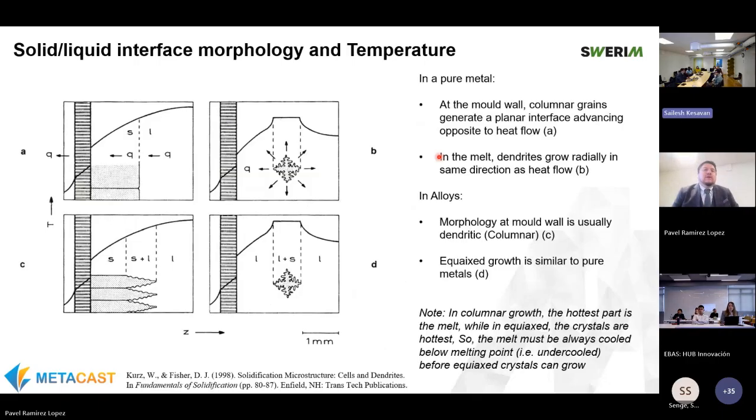So if we go to the solid-liquid interface morphology and temperature, we see that in a pure metal at the mold wall, like we saw in the ingot example, columnar grains generate a planar interface, which advances opposite to the heat flow. Whereas in the case of the open melt, let's say, the dendrites grow radially in the same direction as the heat flow. So we have this case, for example. And in the case of alloys, again, the morphology at the mold wall is usually dendritic. So we start with columnar growth, and the equiaxed growth is similar. Here a note: in columnar growth, the hottest part is the melt, while in the equiaxed, the crystals are the hottest. So the melt must always be cooled below the melting point. So we always need to have an undercooled melt before equiaxed crystals can grow.